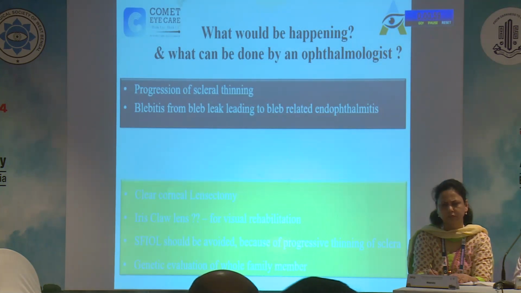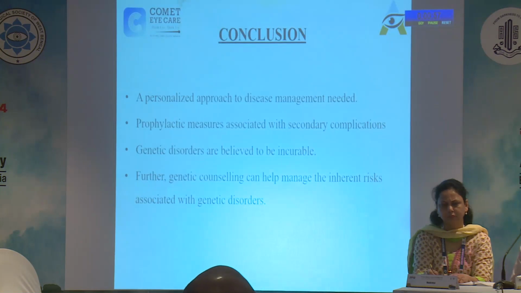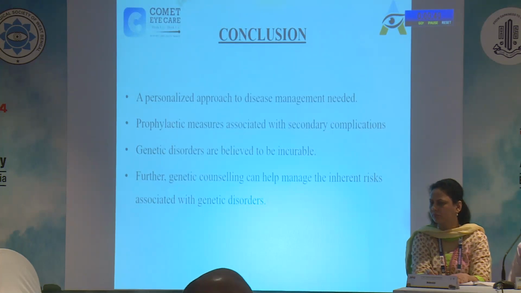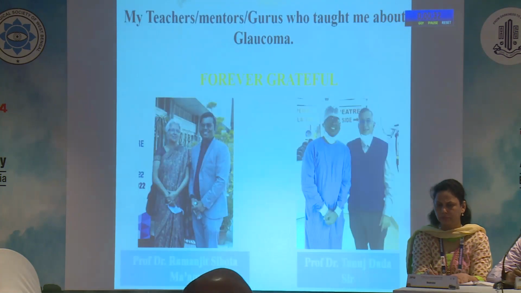Genetic evaluation of the whole family is needed. In conclusion, I will say a personalized approach to disease management is needed in such scenarios. Prophylactic measures for the secondary complications are needed, and these patients need to be followed up. Genetic disorders are believed to be incurable. Further genetic counseling is needed. The purpose of presenting this is that it is a very rare case. When we faced this case and searched, we first came to know there was something called Trabulsi syndrome. Thank you so much.